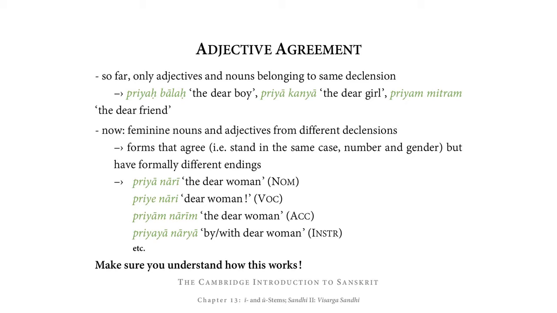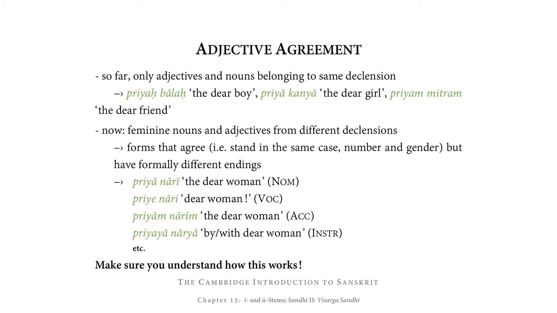So in the nominative, I have a form priyaḥ bālaḥ, the dear boy, nominative feminine priyā kanyā, the dear girl, and priyam mitram, the dear friend. Now, however, we have feminine nouns and adjectives from different declensions, and that has the effect that forms that agree, i.e. that stand in the same case, number, and gender, may nevertheless have formally different endings.